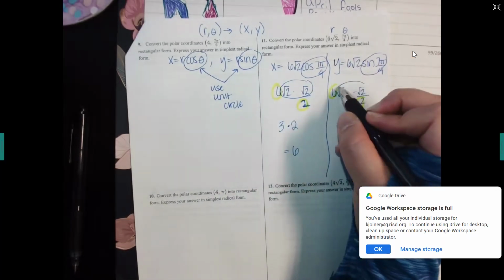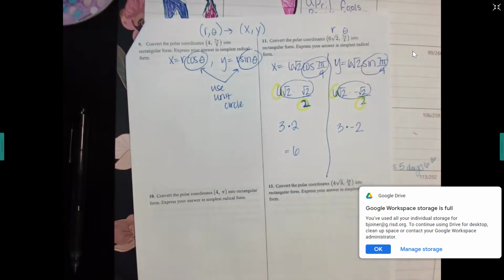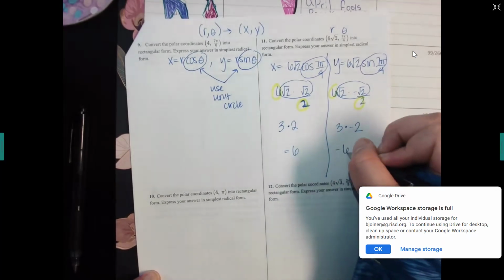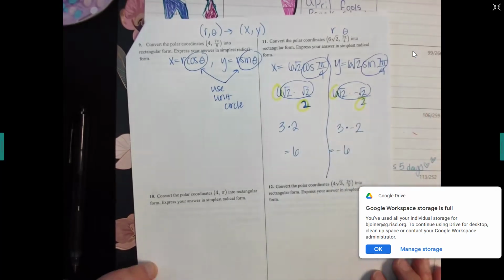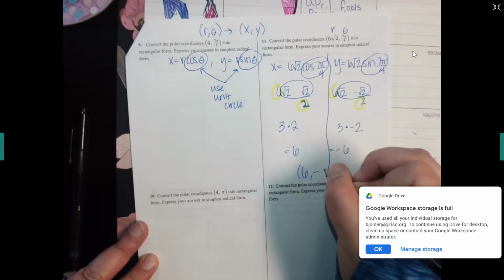My root 2 times my negative root 2 is going to cancel out to a negative regular 2. Because any time you have 2 numbers under the same square root, you're just going to cancel out the root and keep the number from the middle. And then that's going to be a negative 6. Is this always going to be like the negative of the top? They just will not always come out that way. So your answer for this would be 6, negative 6.